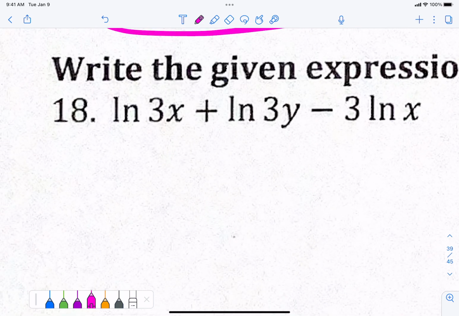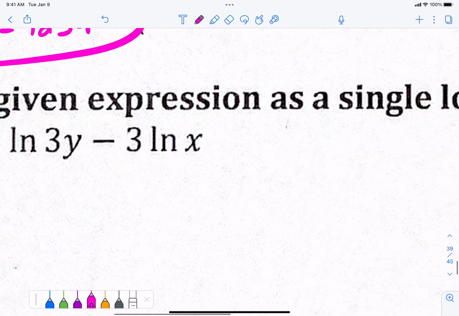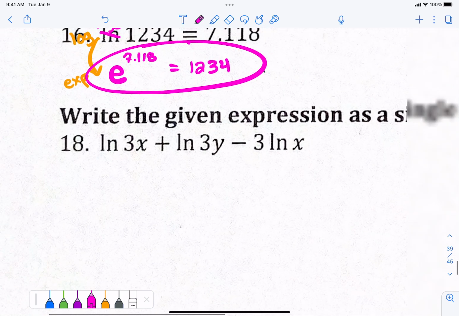Can we go to like 29 today and then we just have word problems tomorrow? I don't care. Sure. That's a lot. Okay, 18. This one's easy. Okay, all right, here we go.